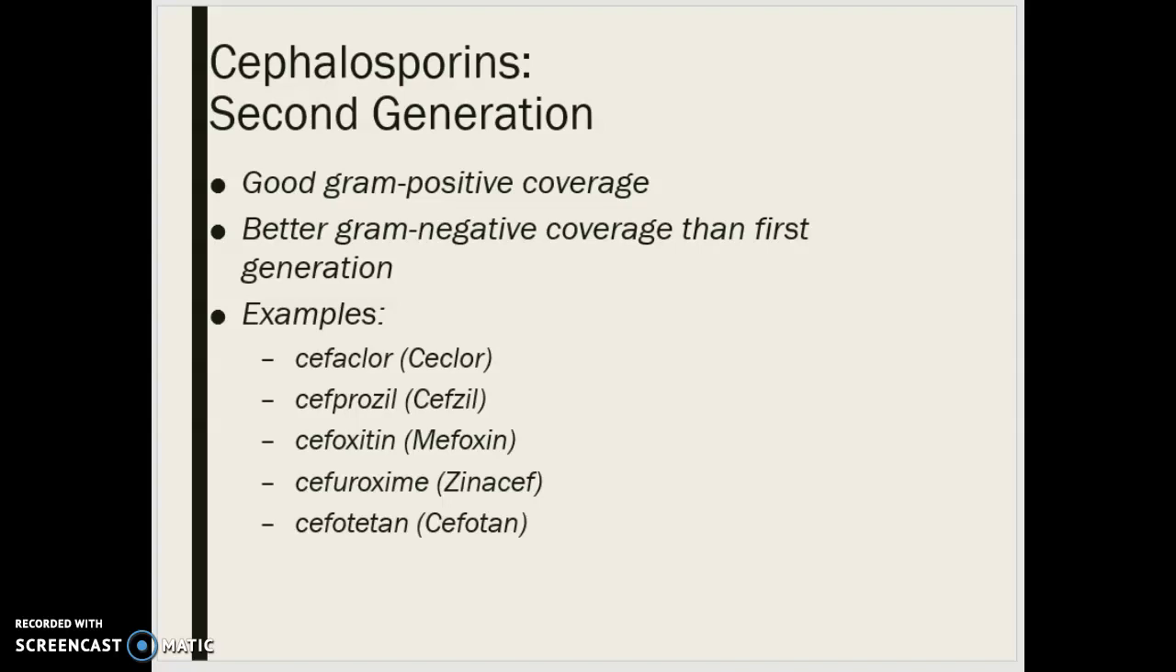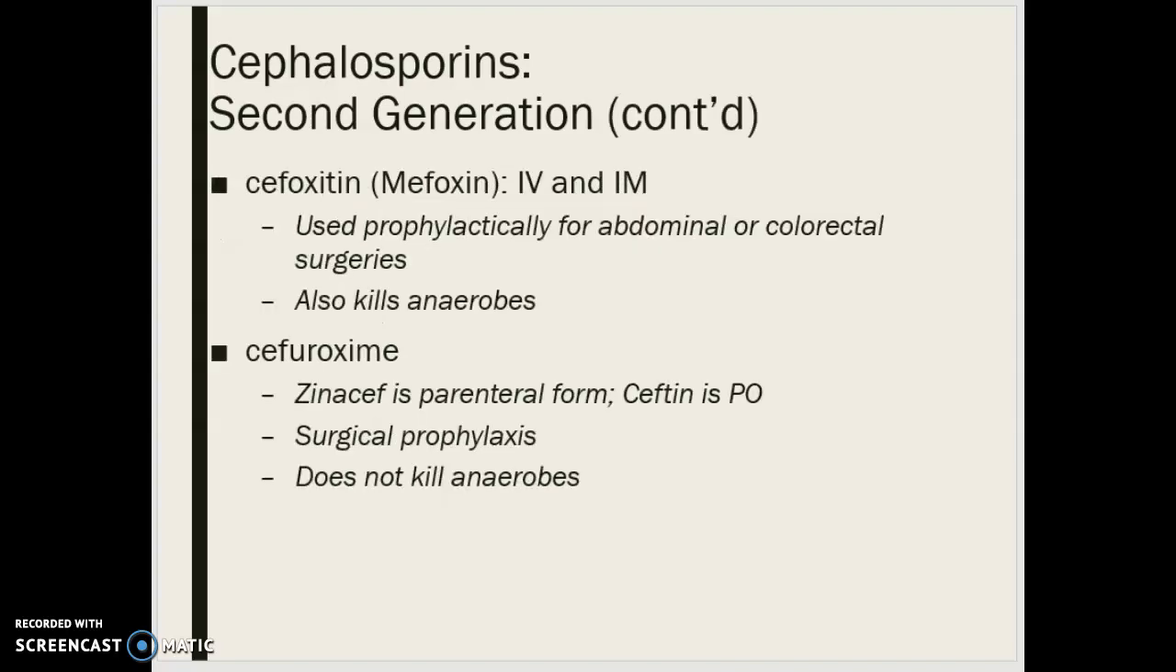More treatment is going to be in these with IV or IM, prophylactically used for abdominal or colorectal surgery because it also kills anaerobes. That's our Mefoxin. Our Zinacef is a parenteral form and Ceftin is the PO form of it. The difference between the cefoxitin and the cefuroxime is that the cefuroxime does not kill the anaerobes.